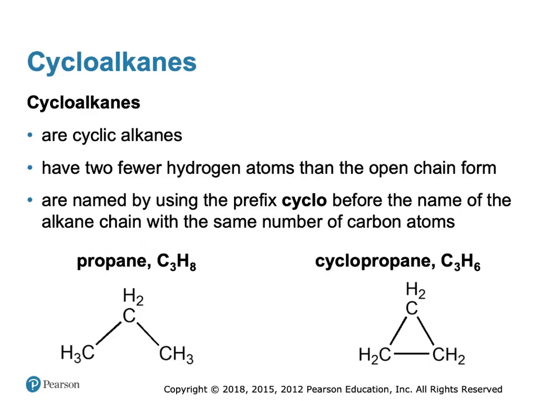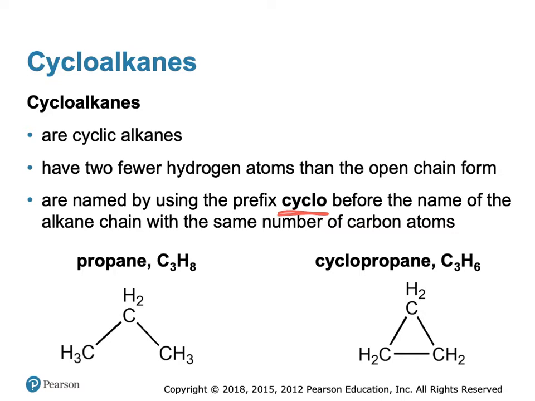Now what we're going to do is we're going to look at cycloalkanes. Cycloalkanes are cyclic alkanes. They are going to have 2 fewer hydrogen atoms than the open chain form. We are going to name cycloalkanes by inserting the prefix cyclo before the name of the alkane chain with the same number of carbon atoms.